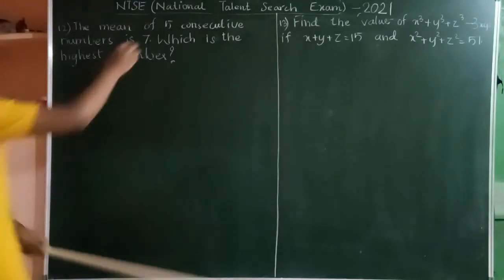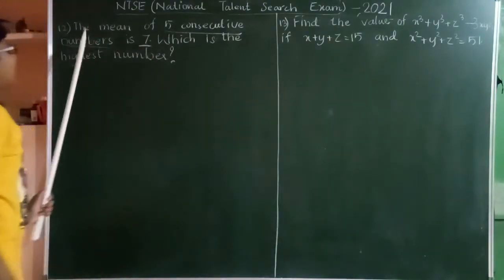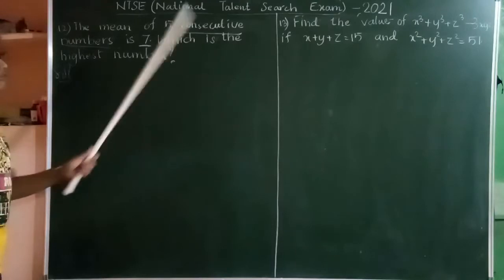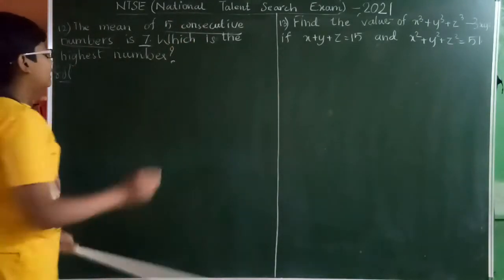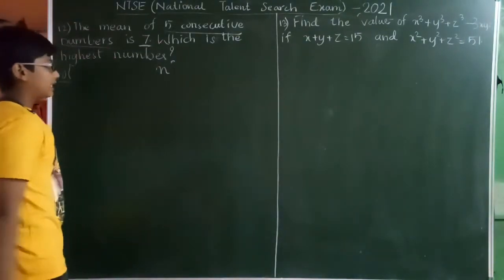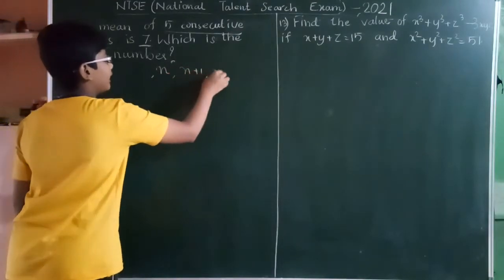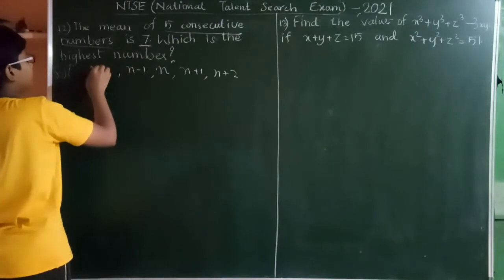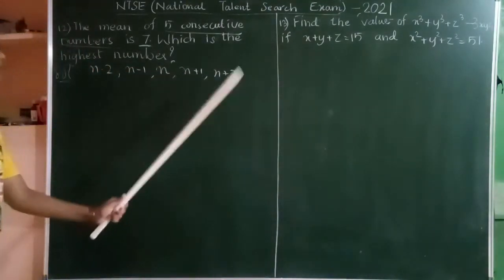The mean of 5 consecutive numbers is 7. Which is the highest number? We should find the highest number. Let the given 5 numbers be consecutive, which is nothing but one by one numbers. Let the middle number be n or any variable. Then after n we get n plus 1, n plus 2. Before n we get n minus 1, n minus 2. Given the average or mean of these is 7.